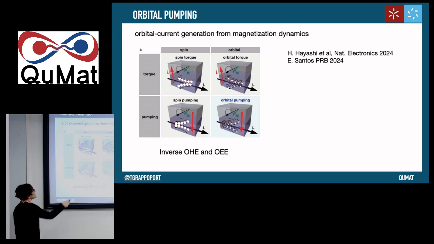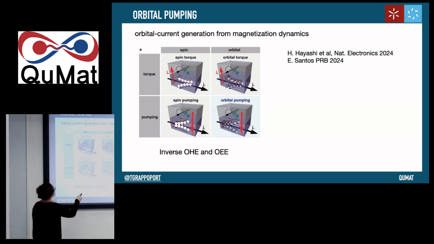Exactly the same thing can be done with orbital systems, and the difference is that this material doesn't need to have any spin-orbit coupling. It can be a light metal, and you still can see these effects.